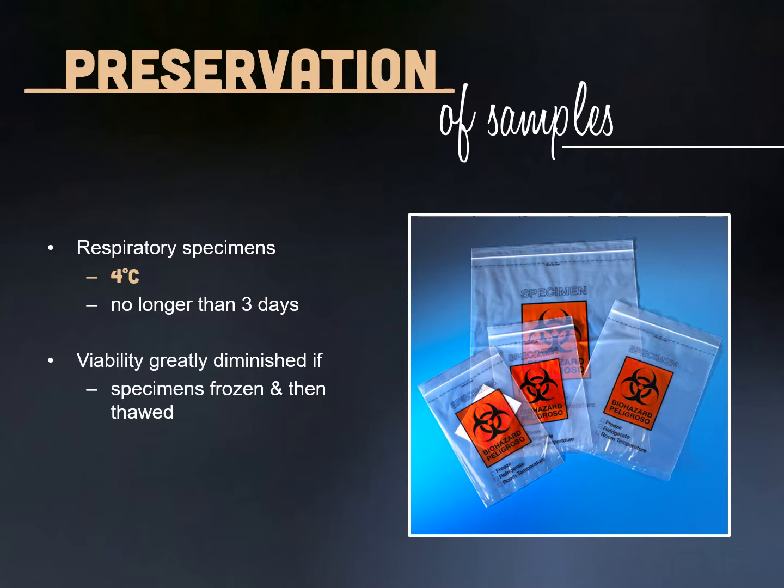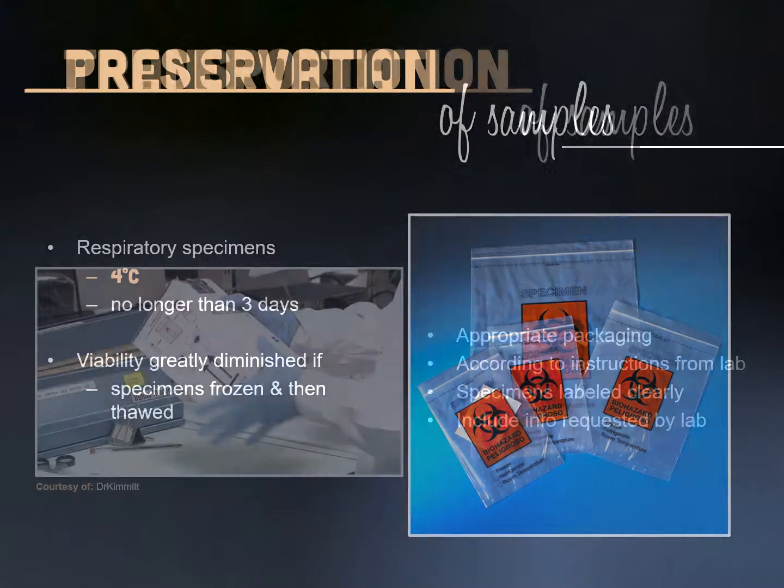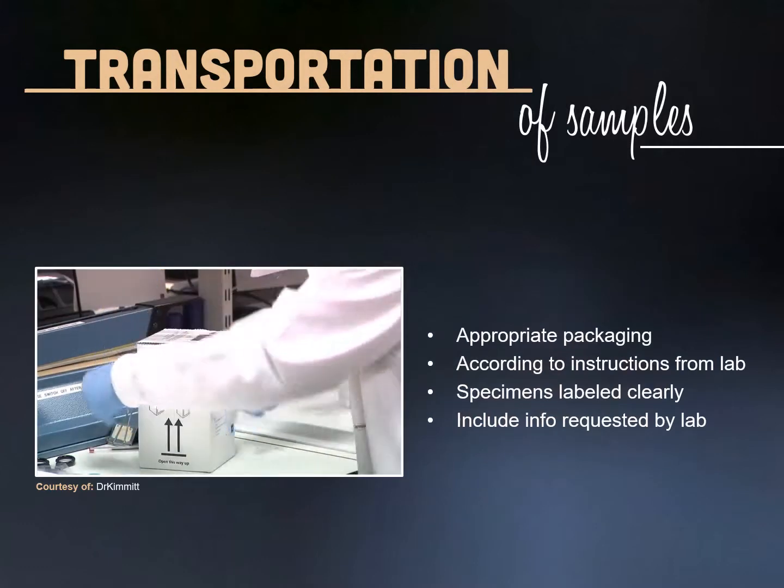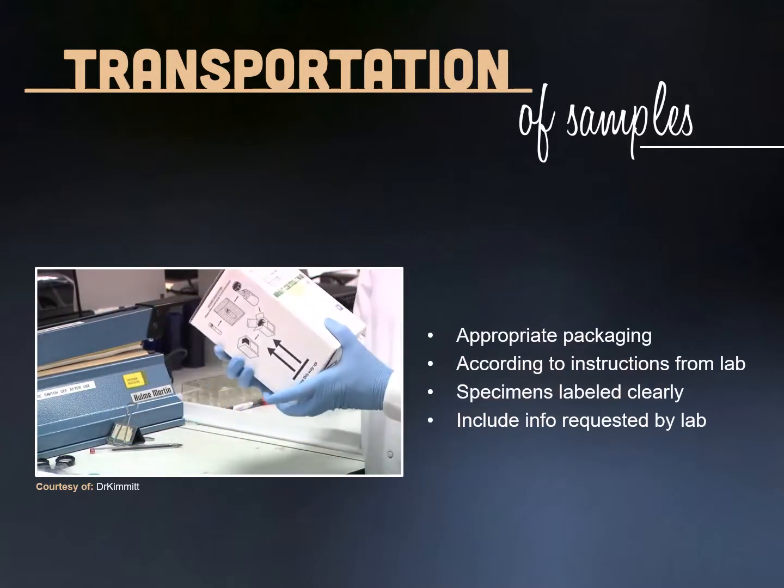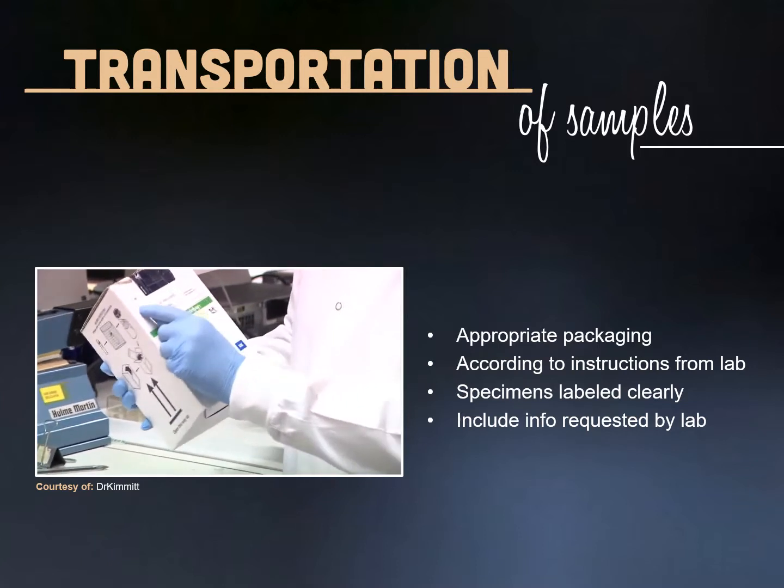Respiratory specimens should be kept at 4 degrees Celsius for no longer than 3 days. The viability of some pathogens from specimens that are frozen and then thawed is greatly diminished. Samples should be transported with the appropriate packaging and according to instructions given from the laboratory.